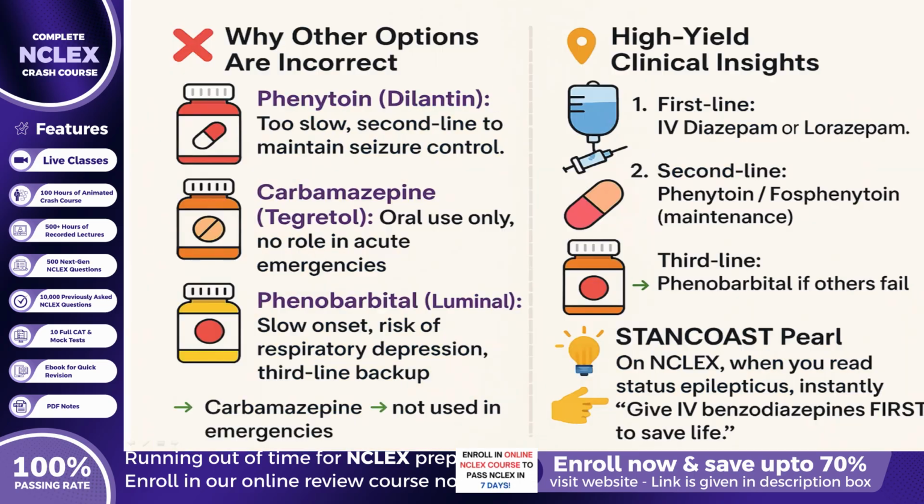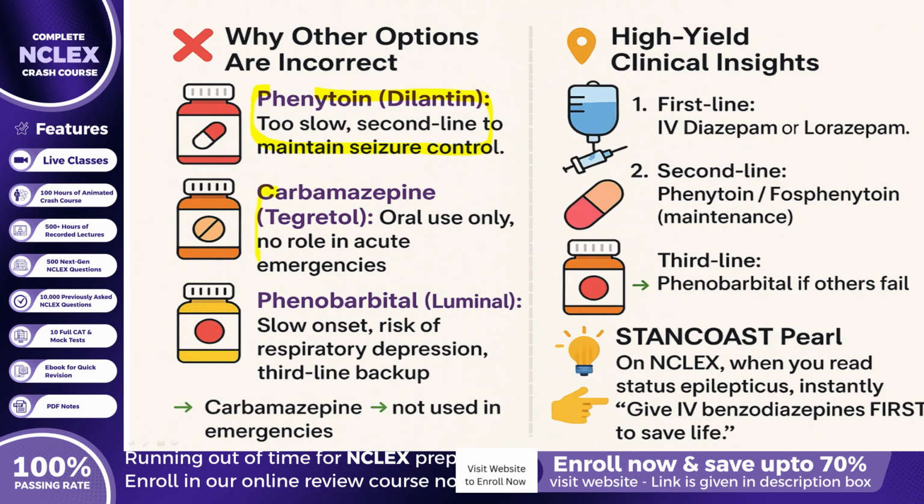Now let us analyze why the other options are not correct. Phenytoin, or Dilantin, though an effective anticonvulsant for long-term seizure prevention, does not act quickly enough for an emergency situation. Its mechanism involves stabilizing neuronal membranes by blocking sodium channels, but its onset is too slow to stop an active seizure. Instead, it is used after benzodiazepines to prevent seizure recurrence, making it a second-line drug in this context.